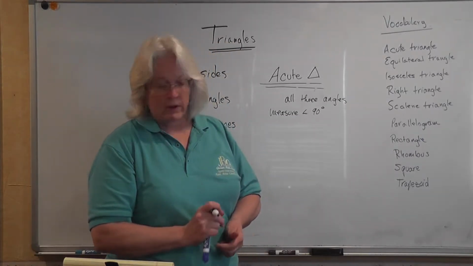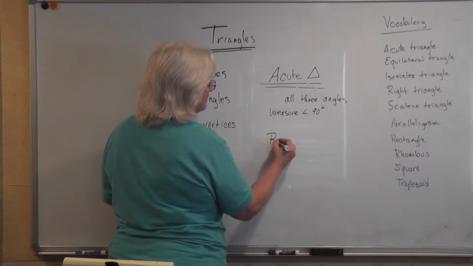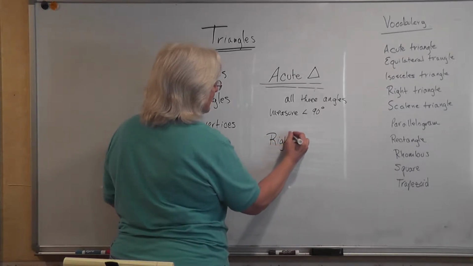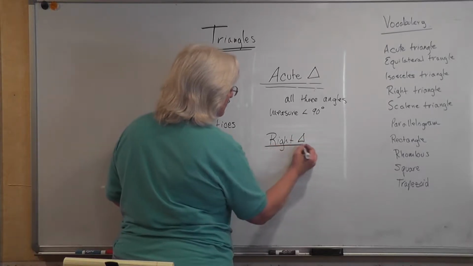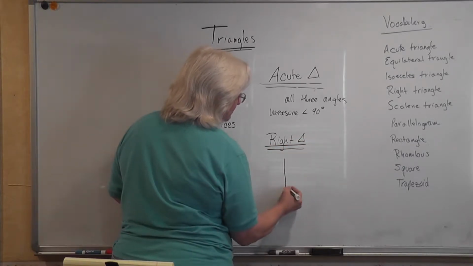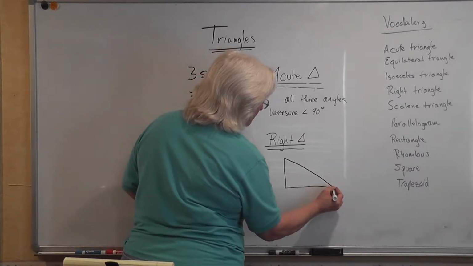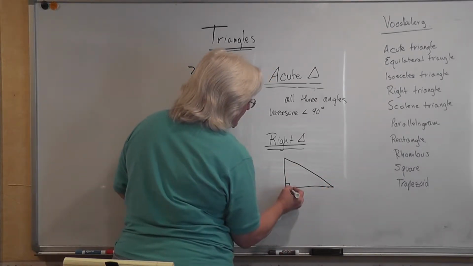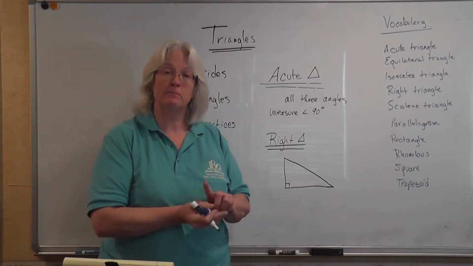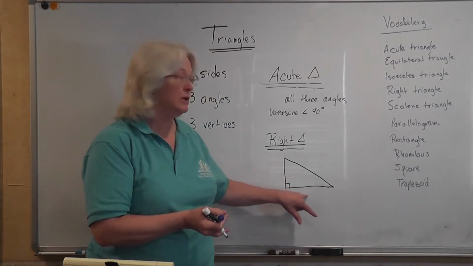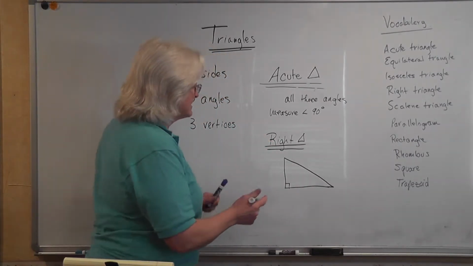Now, we also have a right triangle. A right triangle has one angle that is a right angle. And a right angle is like at a corner. We put that little box there, and that tells us that the measurement of this angle right here is 90 degrees. Now let's think about this.